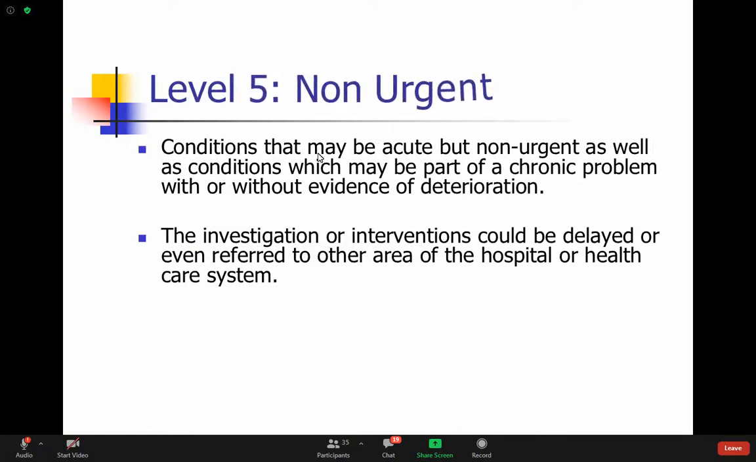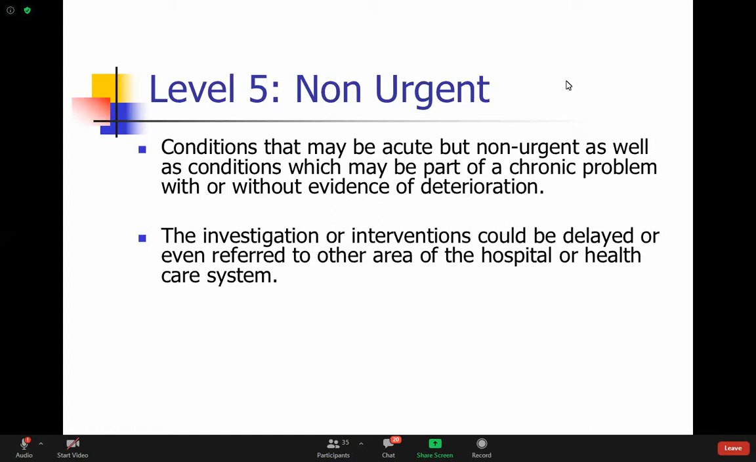Level 5, non-urgent conditions: conditions that may be acute but non-urgent, as well as conditions which might be part of a chronic problem with or without evidence of deterioration. The investigation or intervention could be delayed or even referred to other areas of the hospital or healthcare system. So level 5, some of them actually can go to the clinic. So the patient comes in with abdominal pain for 2 months, you may not need to see him in the emergency. You can say, you know what, just go get an appointment and see a physician in the internal medicine clinic or family medicine clinic to assess you, okay?